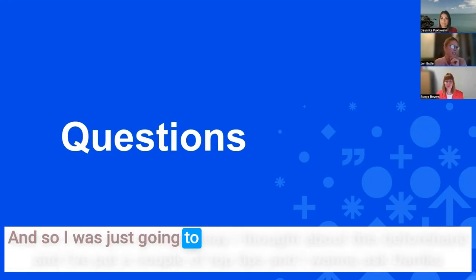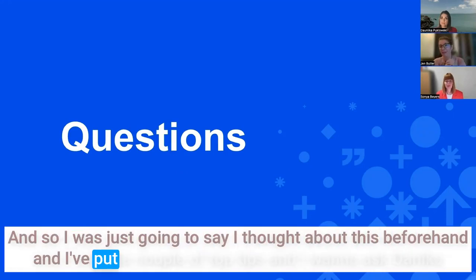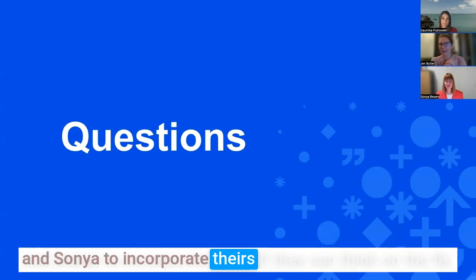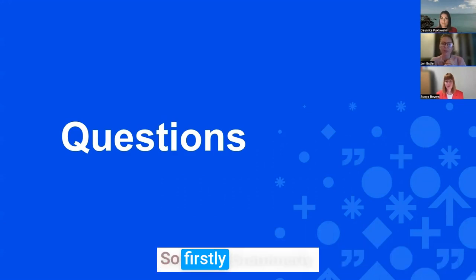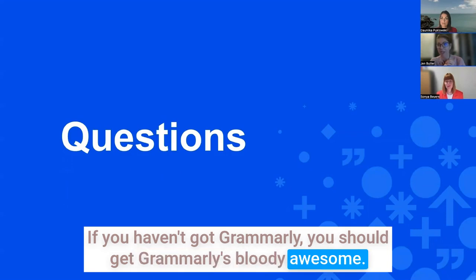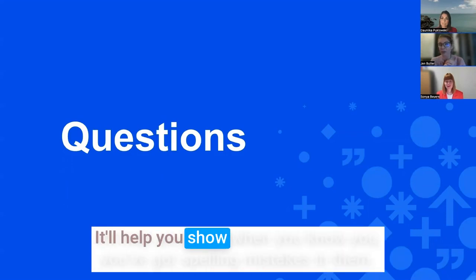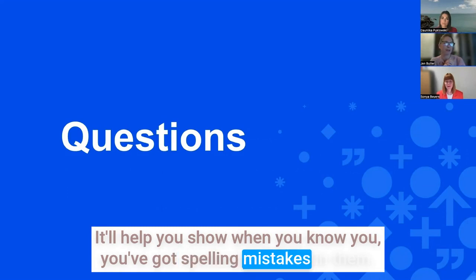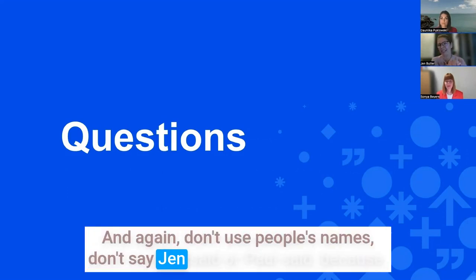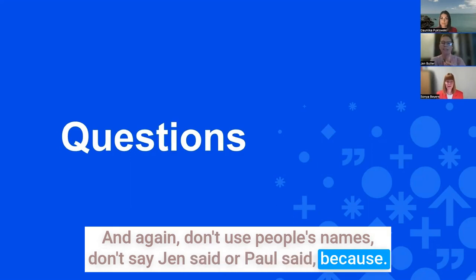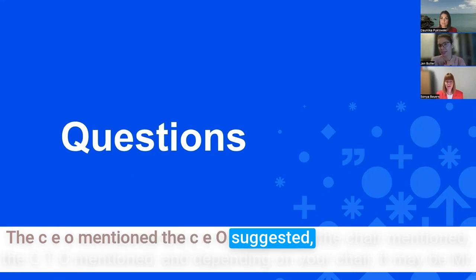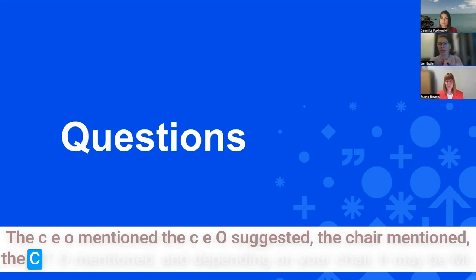And so I was just going to say, I thought about this beforehand, and I've put a couple of top tips, and I'm going to ask Danica and Sonia to incorporate theirs if they can think on the fly. So firstly, Grammarly. If you haven't got Grammarly, you should get Grammarly, it's awesome. It will help you with your grammar. It'll help you show when you've got spelling mistakes in them. And again, don't use people's names. Don't say Jen said or Paul said, because it's just not professional. The CEO mentioned, the CEO suggested, the chair mentioned, the CTO mentioned.